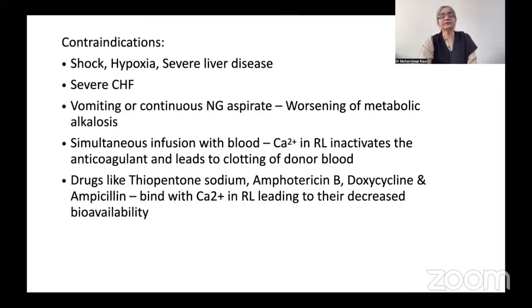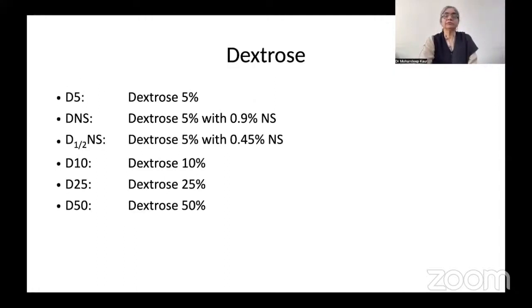Calcium in Ringer lactate inactivates the anticoagulant and leads to clotting of donor blood. Then drugs like thiopentone sodium, amphotericin B, doxycycline, and ampicillin bind with calcium in Ringer lactate, leading to their decreased bioavailability. For anesthetists, the most important drug is thiopentone, so we should not use it with Ringer's lactate. Dextrose is available in various concentrations: dextrose 5%, then 5% in combination with 0.9% normal saline, in combination with 0.45% normal saline, dextrose 10%, 25%, and 50% with various indications.